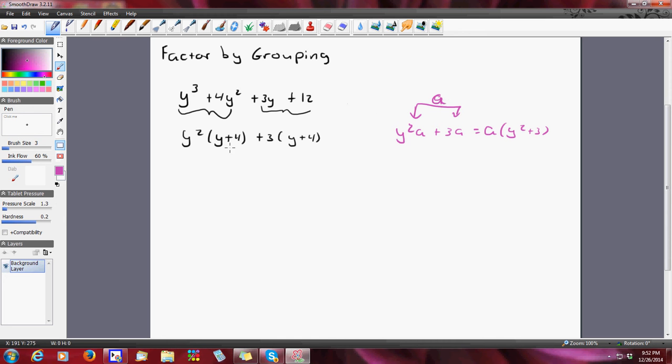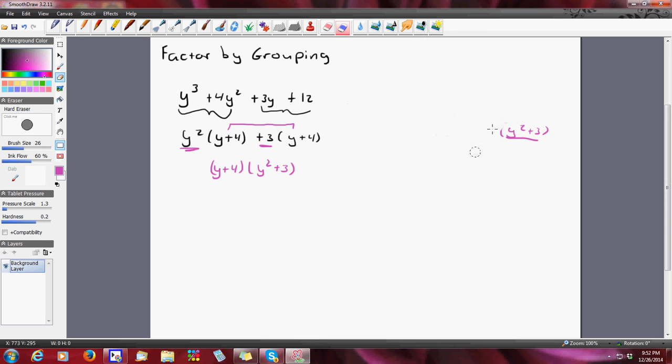But instead of taking out an a here, I want you to notice that I still have two groups, but they both have a y plus 4 in common. So I'm going to take out my y plus 4, which is my a. And what do I have left? Y squared plus 3. And that's it. I just factored by grouping.